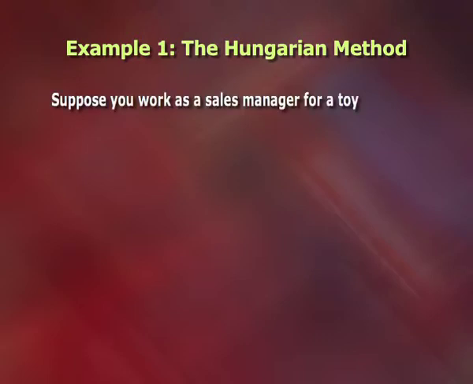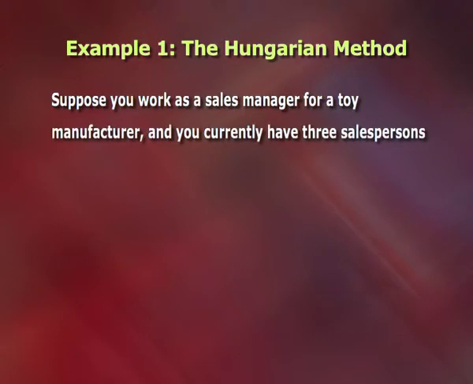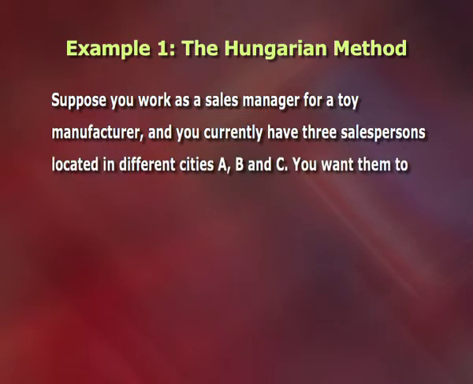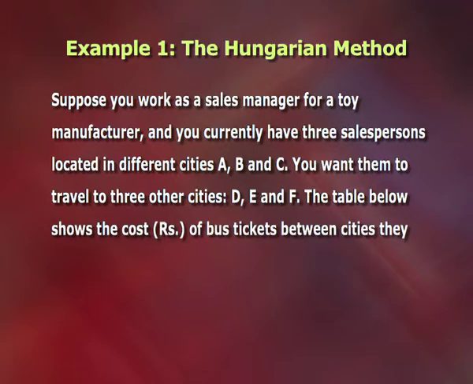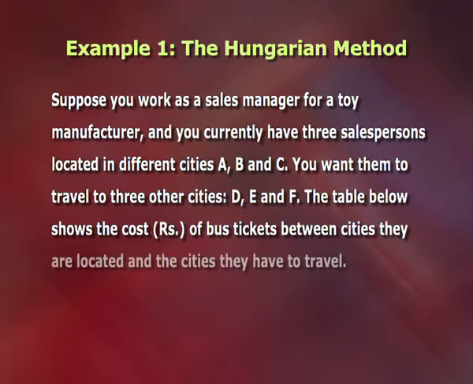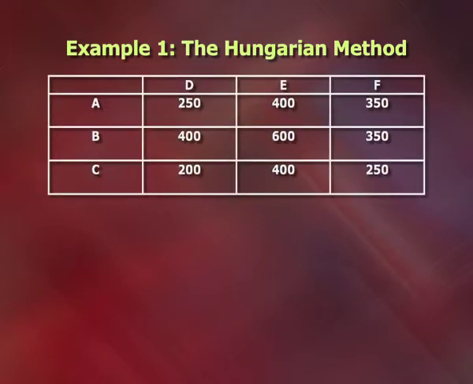Suppose you work as a sales manager for a toy manufacturer and you currently have 3 salespersons located in different cities, say A, B and C. You want them to travel to 3 other cities D, E and F. The table below shows the cost in rupees of bus tickets between the cities they are located in and the cities they have to travel to. This is the matrix that is given to you. A, B, C are the places where they are situated, and D, E and F are the cities where they have to transfer.